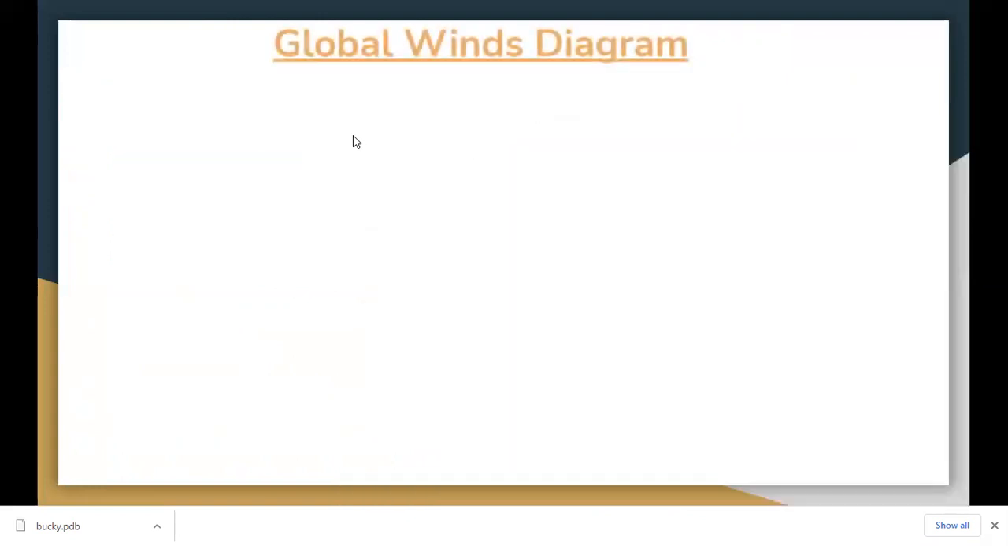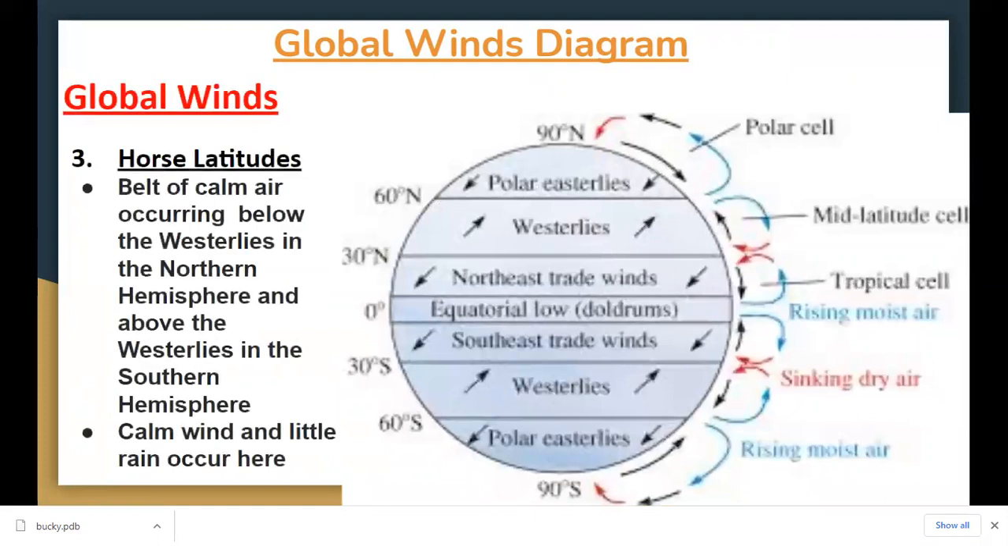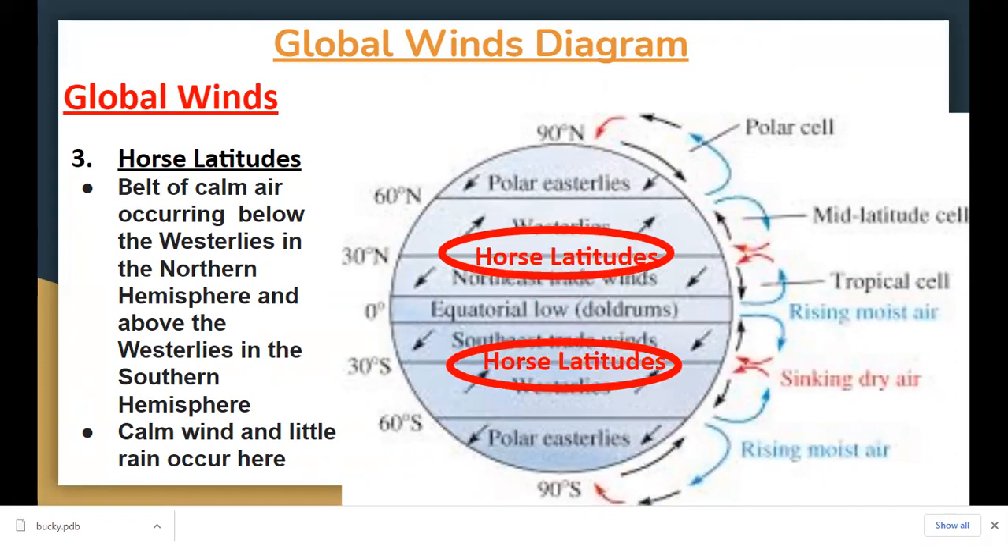The third type of global wind is called the horse latitudes. That is a belt of calm air occurring below the westerlies in the northern hemisphere and above the westerlies in the southern hemisphere. This is calm wind, and just a little rain occurs here. See how they're below the westerlies at the top of the globe and above the westerlies at the bottom of the globe. They're called the horse latitudes. Calm, no rain, or hardly any.